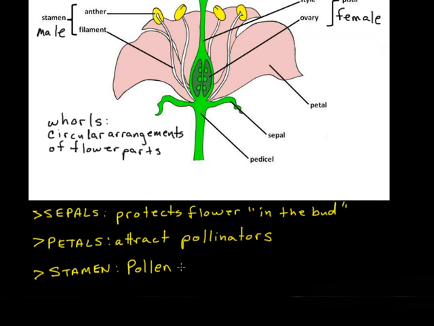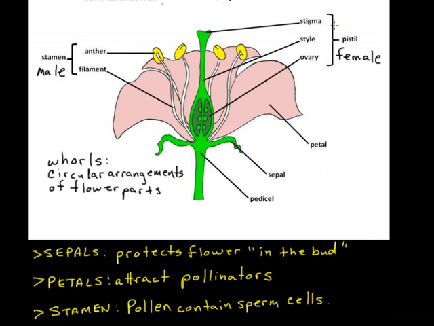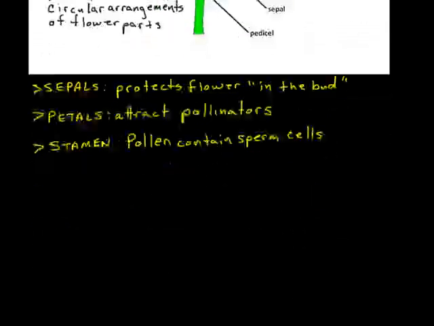Pollen grains contain sperm cells. And to have sexual reproduction, as you all know, we have to have the combination of a sperm cell with an egg cell. And you'll find the egg cells in the so-called female parts of the flower, or the pistil of the flower. And it consists of three parts. We've got an ovary, the style, and the stigma. So let's take each of them individually.